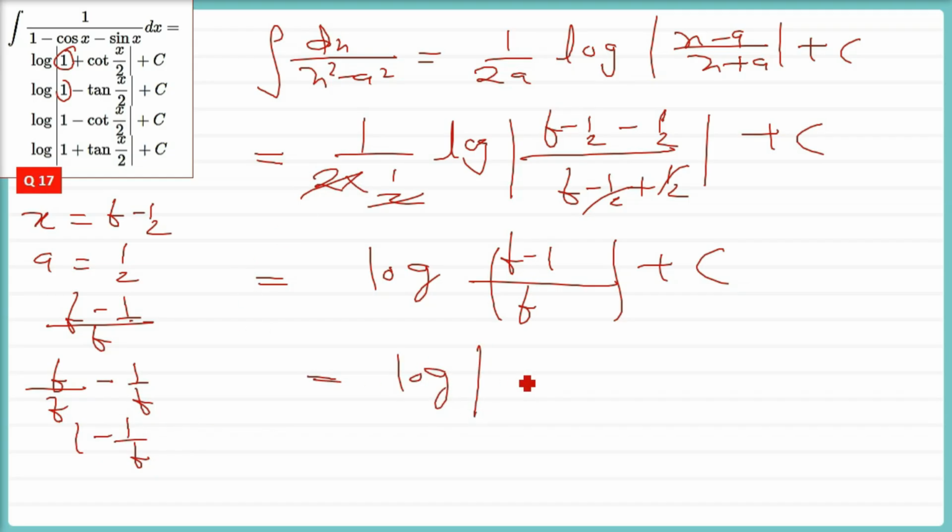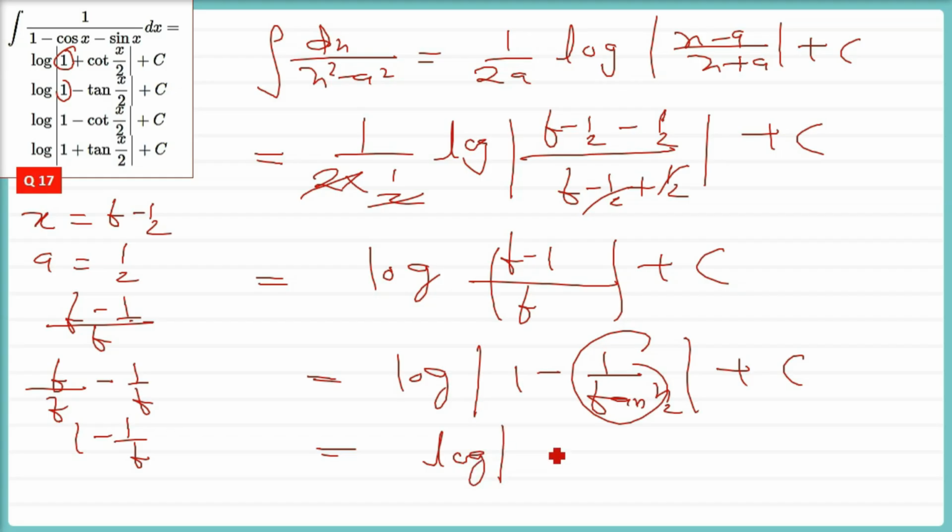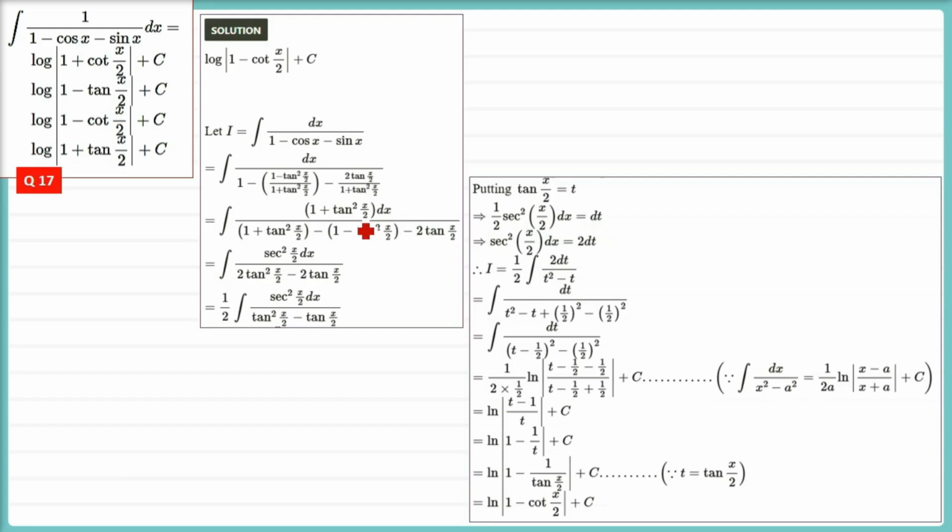So we can write it as log modulus of 1 minus 1 by t, and t is tan x by 2 we have earlier taken, plus constant of integration. Now this tan x by 2 will go upstairs and it will form cot x by 2. So log modulus of 1 minus cot x by 2 will come. Tan reversal is cot and cot reversal is tan. So what is the answer here? This is the C one, which I can see exactly matches the answer we have achieved. Now this is how it will be done.